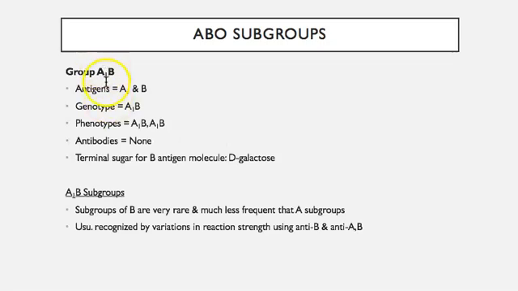So that was an A1B. This is a person who's going to phenotype as an AB, but they can have A1. Here's the A2.